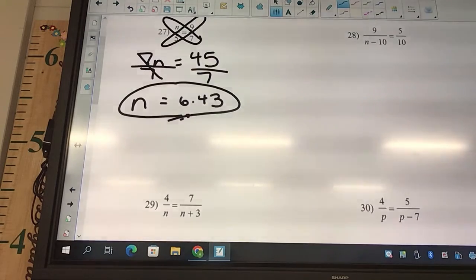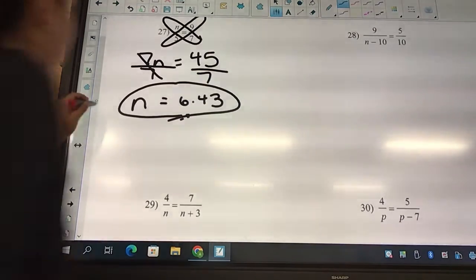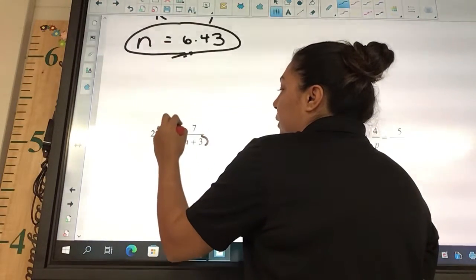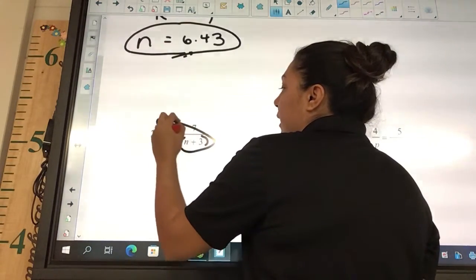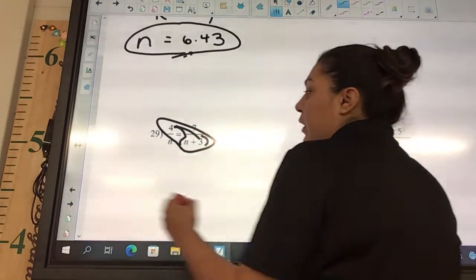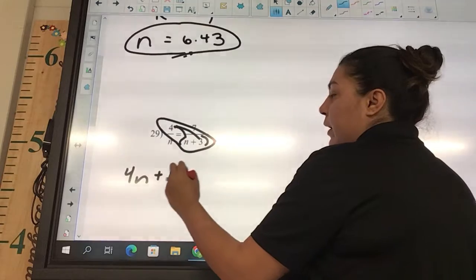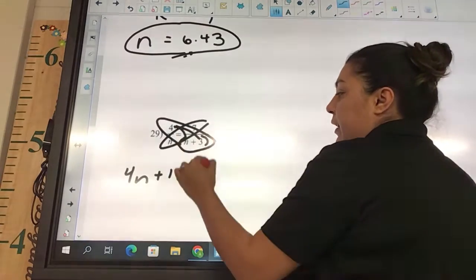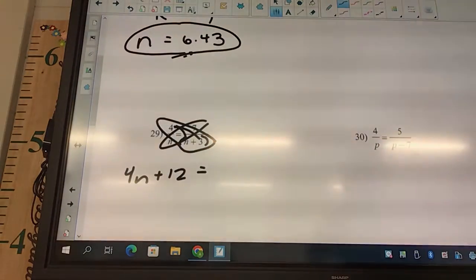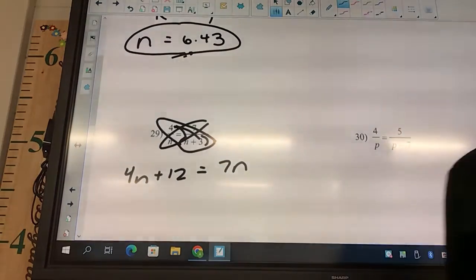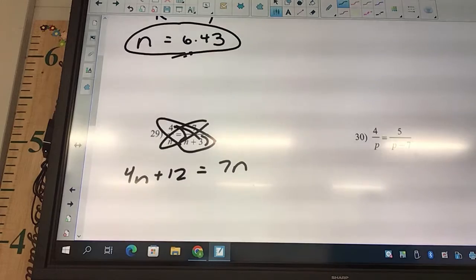Okay, 29. Okay, same thing. You're going to cross multiply and divide, but when you cross multiply this one, you really are going to be distributing. So you're going to get 4n, and then we got that 4 times 3, which is 12. What are you going to get for the other side? 7n. Okay. And then now what?